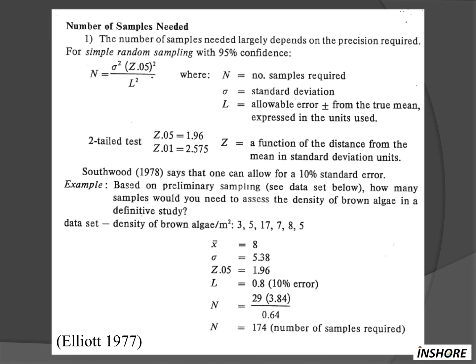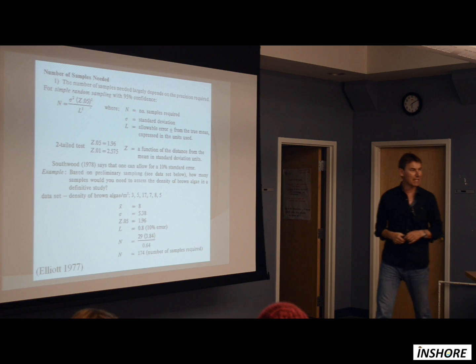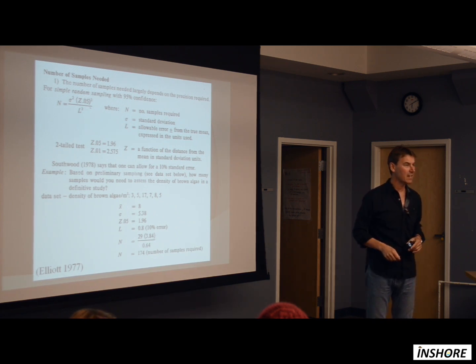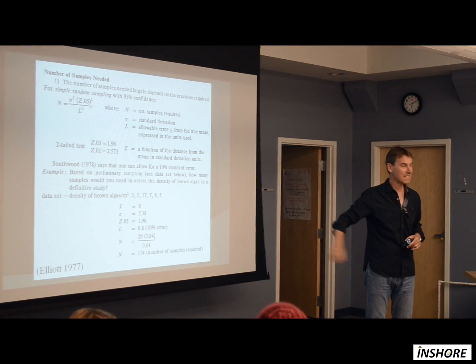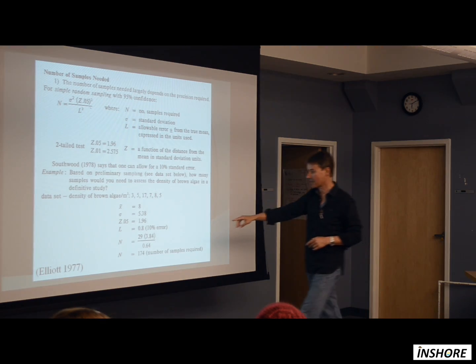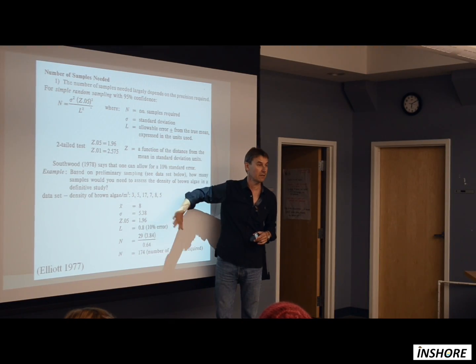The point about this is, if you work out this, and this again has the errors which are allowable, you end up with some really scary numbers like 174 quadrats. How many did you do today? Or when was it, the other day? The whole class? This is saying you need 174 quadrats, okay? So we don't use this method.